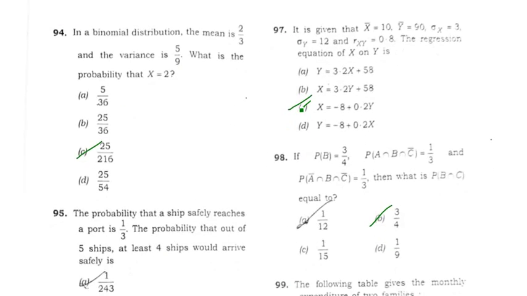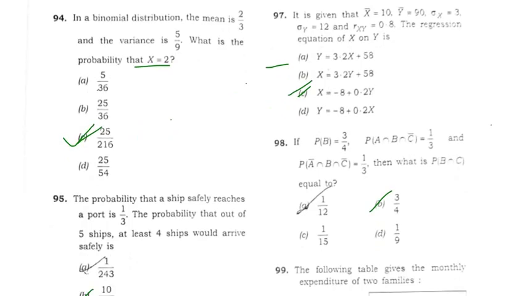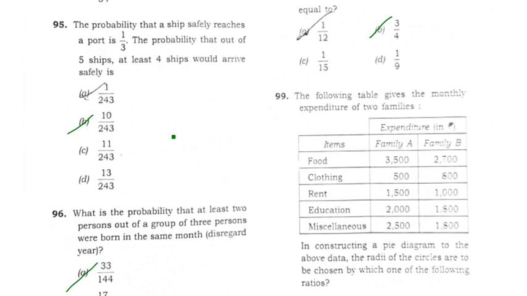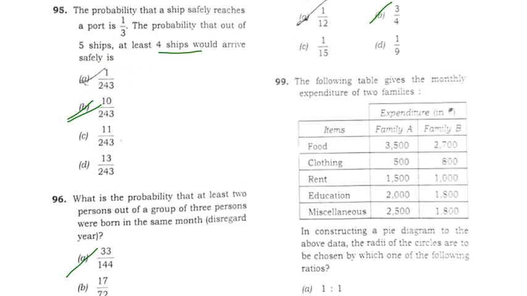In a binomial distribution, the mean is 2 by 3 and the variance is 5 by 9. What is the probability that x equal to 2? So solve this question and you will get the answer 25 by 216. Okay. The next question: the probability that a ship safely reaches a port is 1 by 3. The probability that out of 5 ships, at least 4 ships would arrive safely is option 10 by 243.